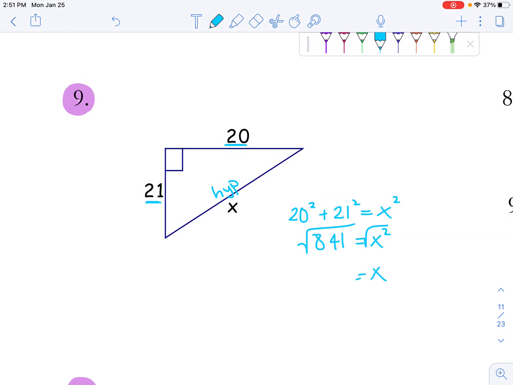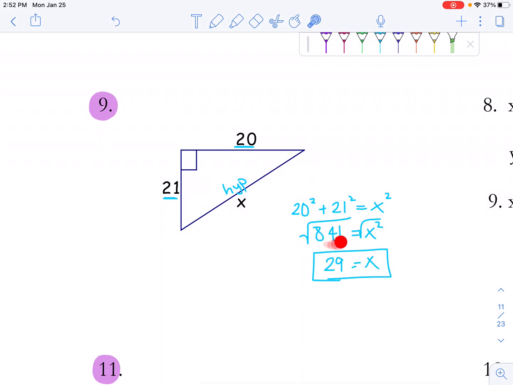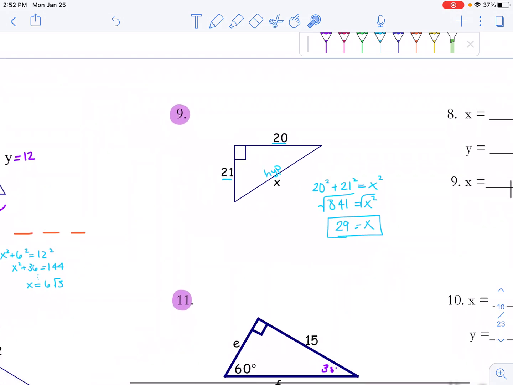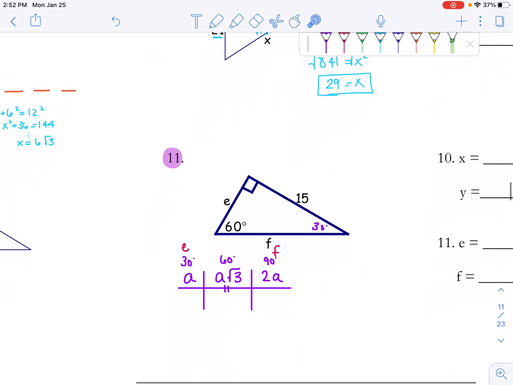x equals the square root of 841, which happens to be a perfect square. So x is 29. If it wasn't a perfect square, you would have to reduce the radical. Make sure you reduce the radical correctly. There should be no decimals in your final answer, only reduced radicals.